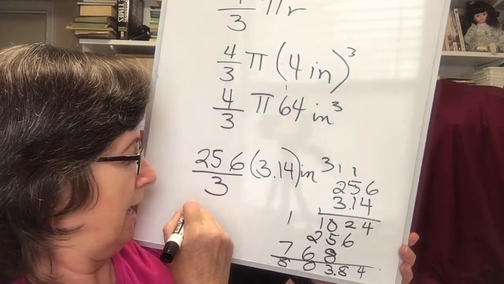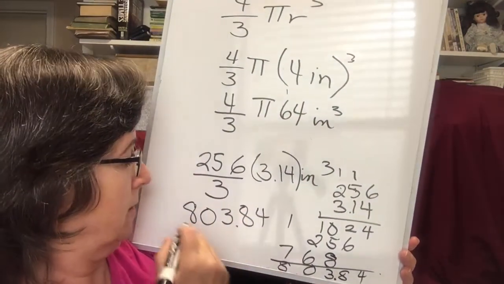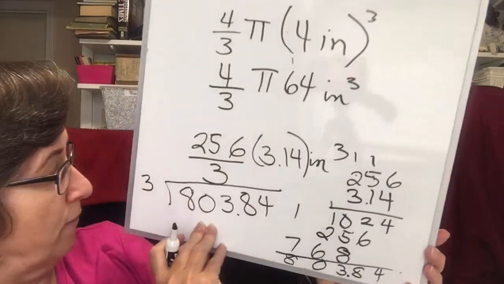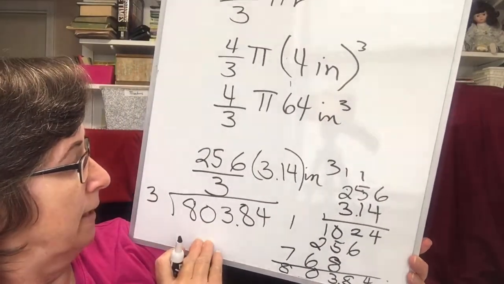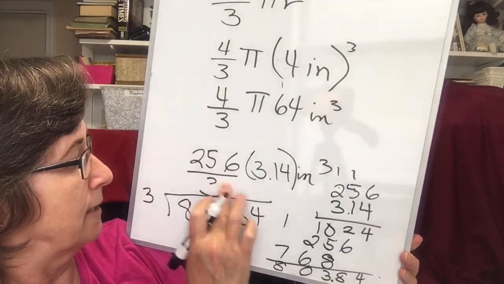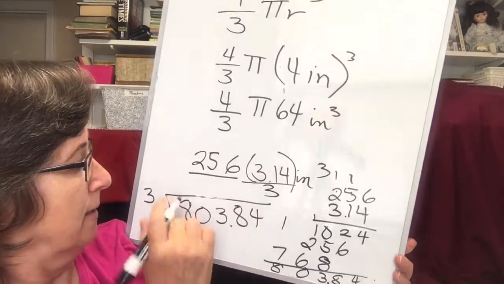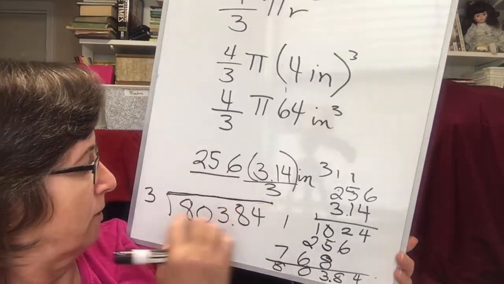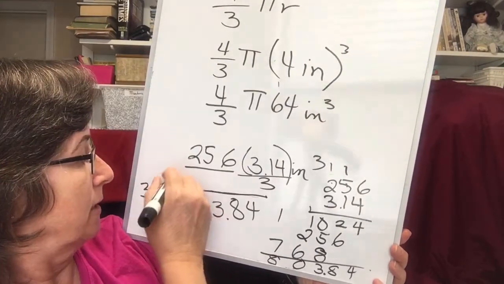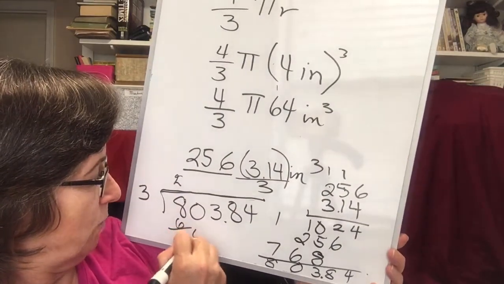So 803.84 divided by 3. Okay, so we have to divide all of that by 3. And I'm going to move this because it's in my way. So divided by 3. 3 into 8 is going to go 2 times. 2 times 3 is 6. And I get a 2, 0.